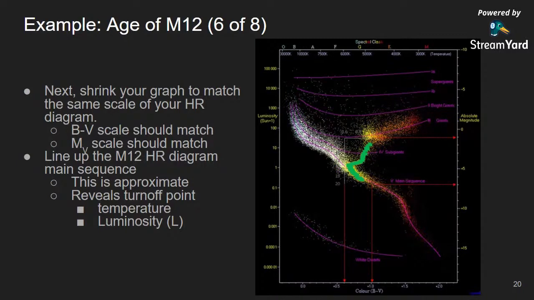Now you have to scale. It's all about the scale. The b minus v is your horizontal axis, so you got to make sure that lines up exactly. And then on the horizontal axis, depending on how many orders of magnitude, you have to show the same orders of magnitude on that.